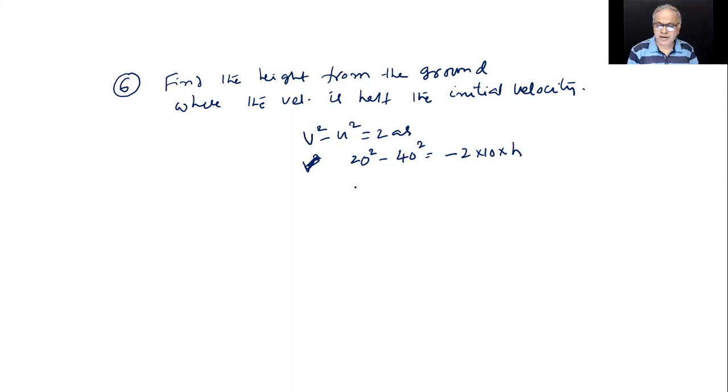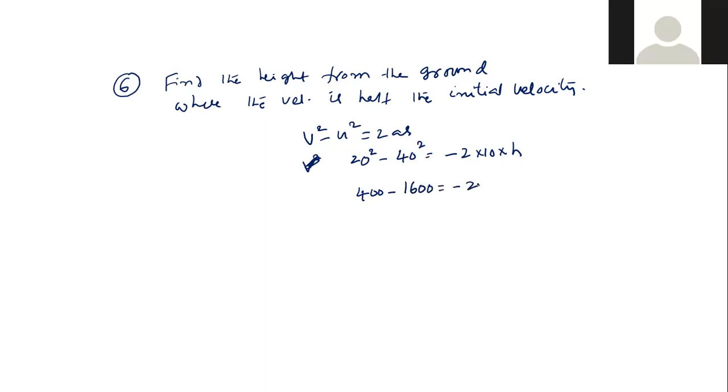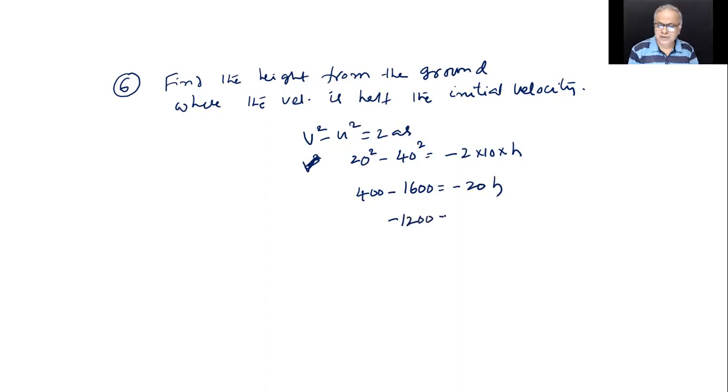All right, everybody. So 400 minus 1600 is equal to minus 20 h. Minus 1200, isn't it? So 60, h equals so much? 60.